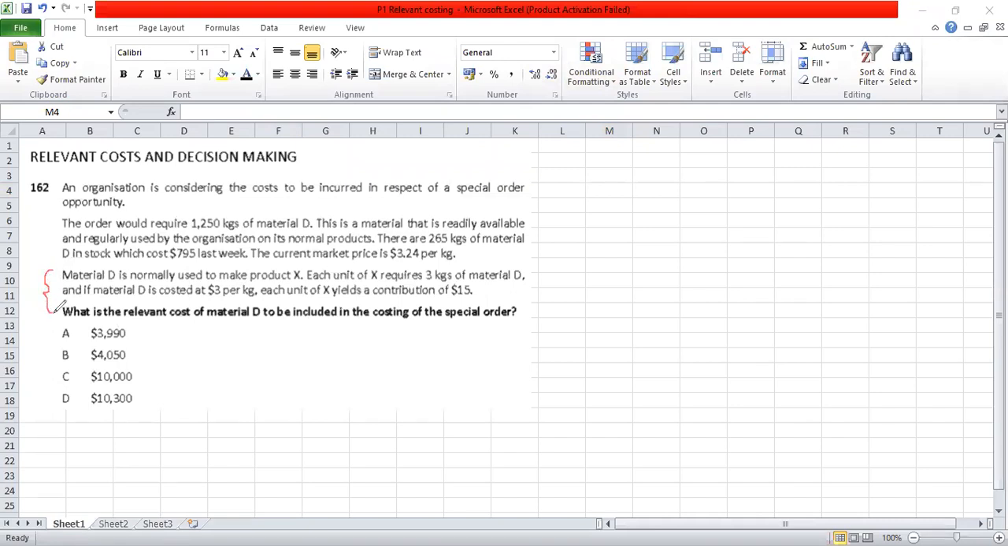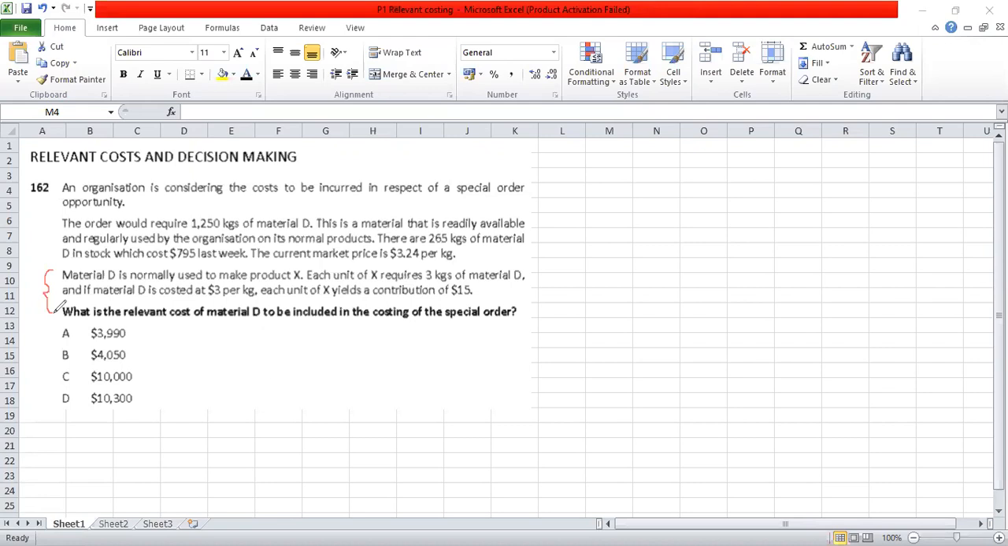And if material D is costed at $3 per kg, each unit of X yields a contribution of $15. What is the relevant cost of material D to be included in the costing of the special order? Nothing out of this last paragraph is relevant. What is the consumption usage? How many kgs are taken?